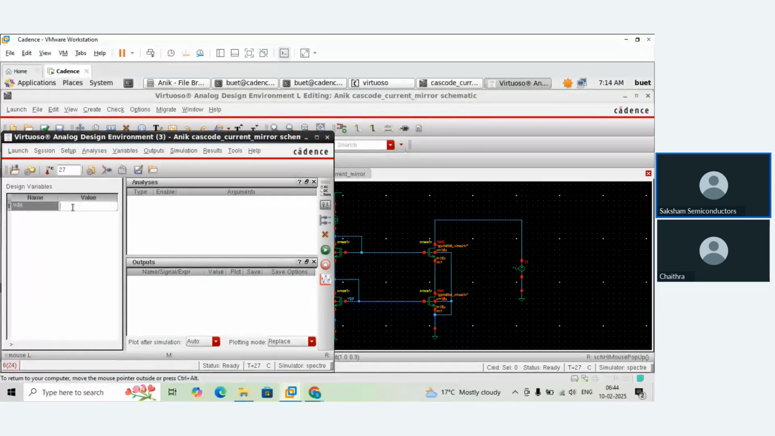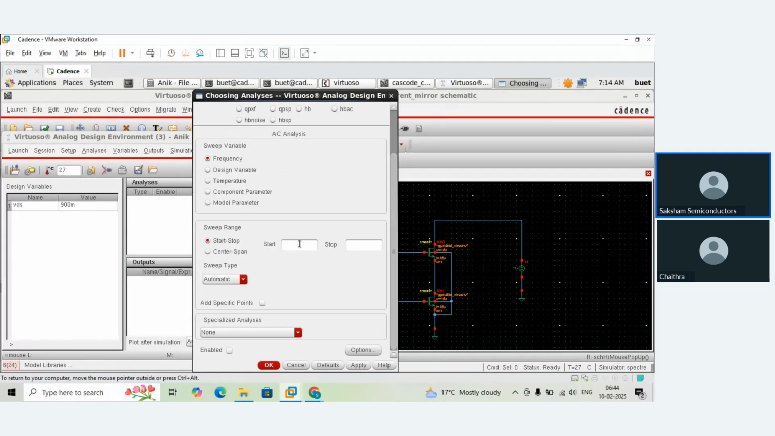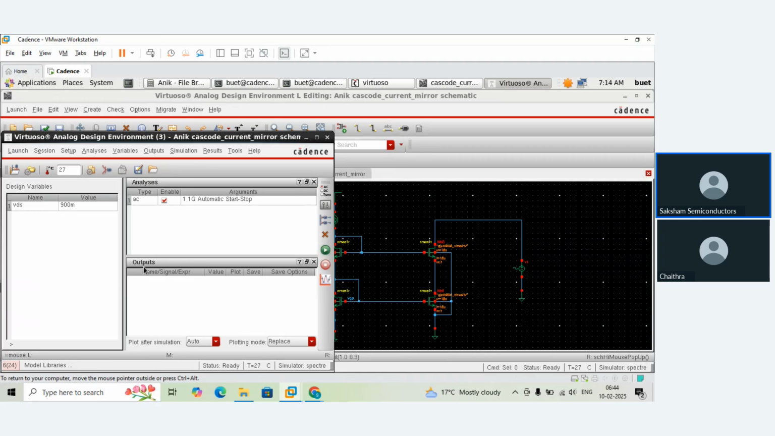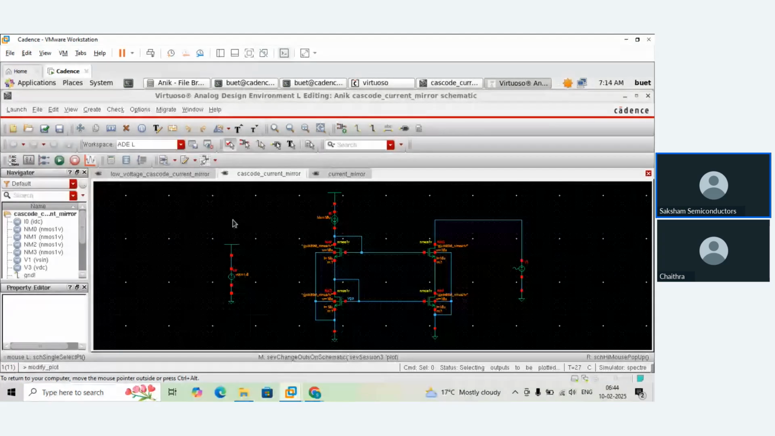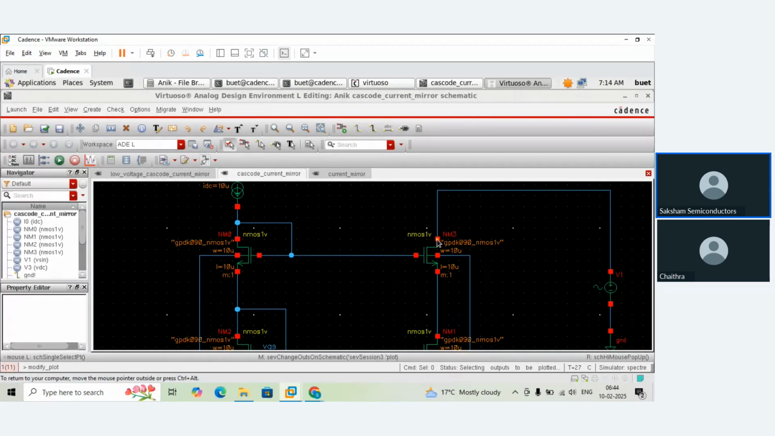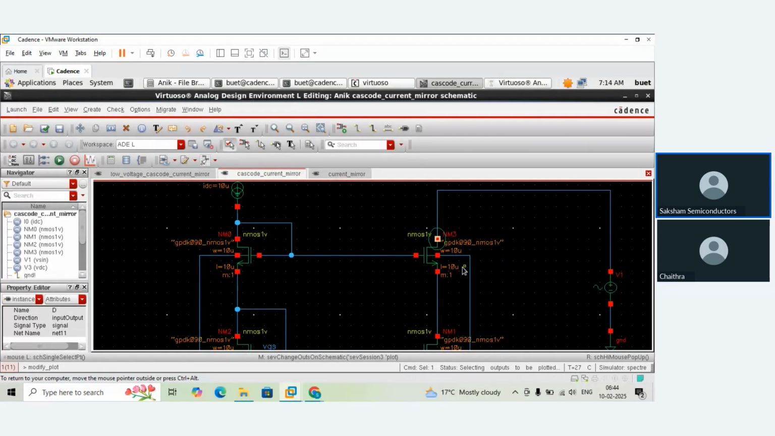Let's push in the value of VDS to 900 milli, and first do the AC analysis. Run it from a frequency of 1 to 1 gigahertz, and then plot the outputs. This is my output current which I need to figure out. There's a voltage being applied here, and this voltage divided by the current would give me the resistance in this particular wing, which is my output resistance that I'm going to figure out.